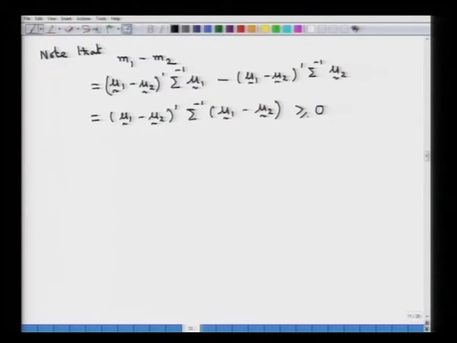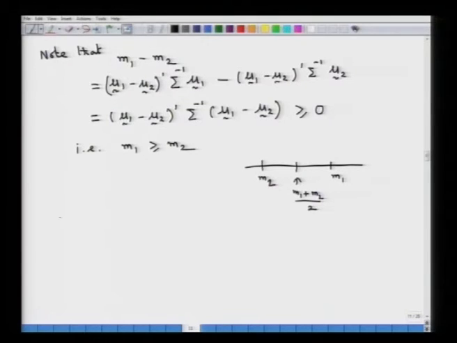So, in general what we can say is that if mu 1 is different from mu 2, we will have this to be strictly greater than 0. That is, we will have this m 1 to be greater than or equal to m 2, right. So, from this relationship, let me have m 1 greater than m 2. So, that this is the m 2 point and this is the m 1 point, and this is the midpoint, (m 1 plus m 2) divided by 2.